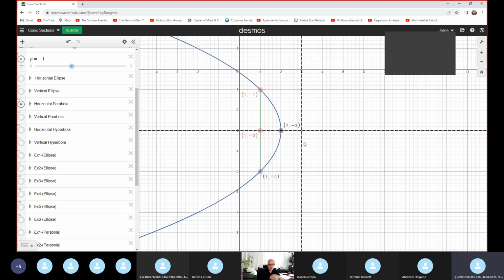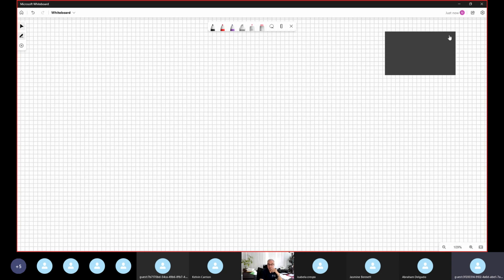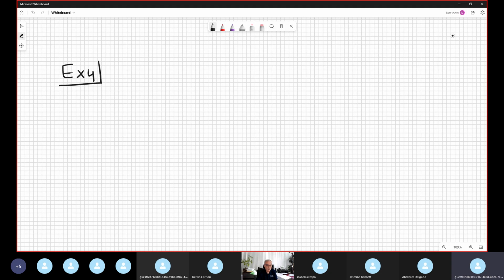Okay, let's do one more. Very, very complicated, of course. And let's see what's going on. Do you see the whiteboard? Yes. Example 4 now. Look, 4x squared minus 20x minus 8y plus 57 equals 0. Oh, I have no idea.